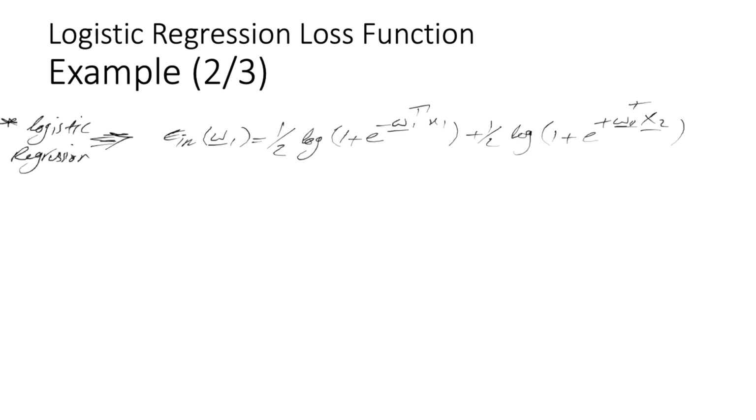So the in-sample error of W1, as I talked about yesterday, we could calculate with the formula of 1/2 of the log of 1 plus e to the power of minus w1 transpose x1, plus the same value for the minus case, because we were taking into account both cases of y equal to +1 and -1.